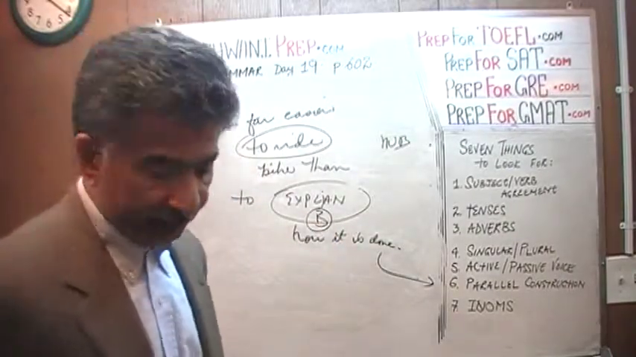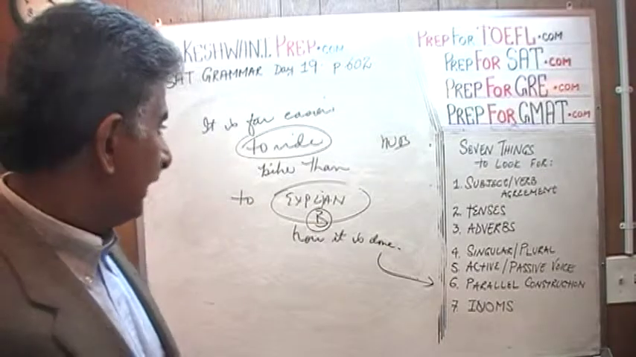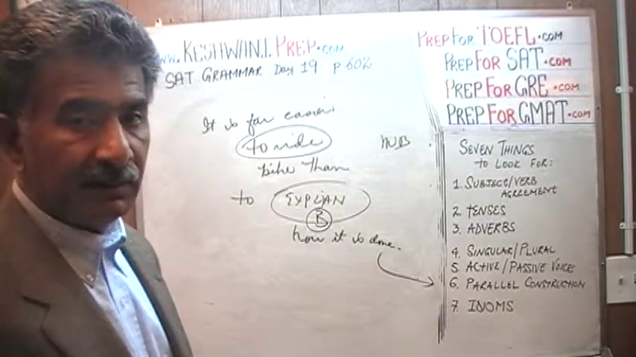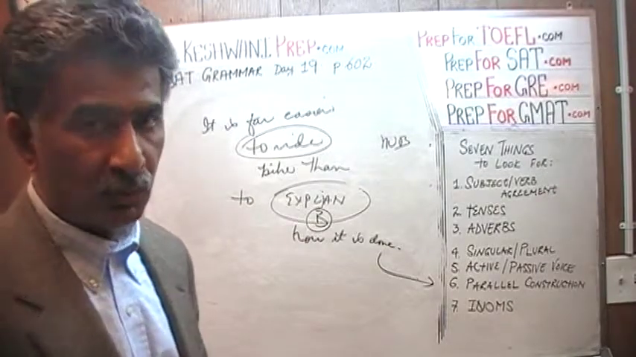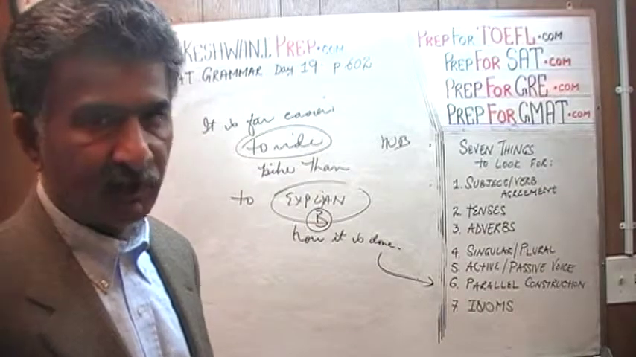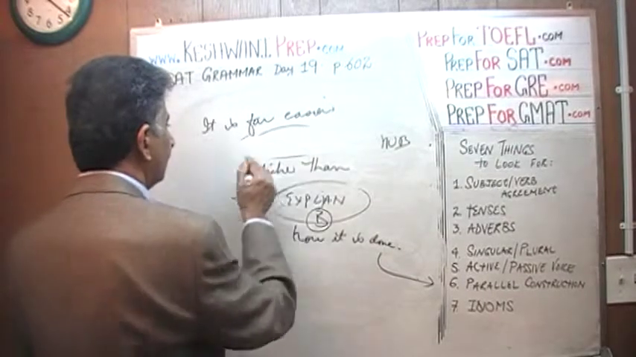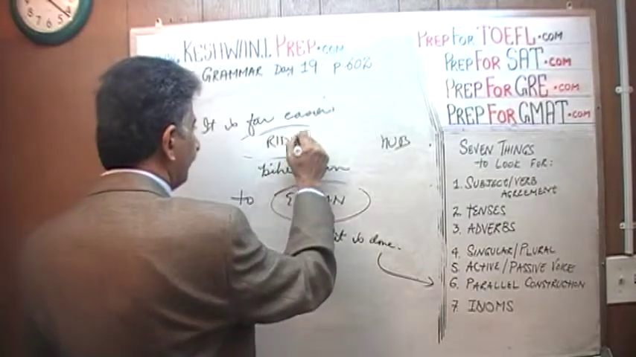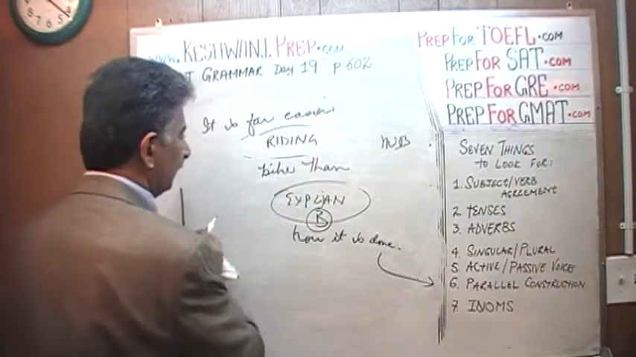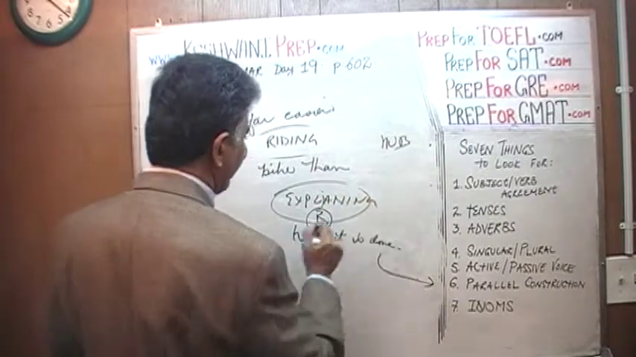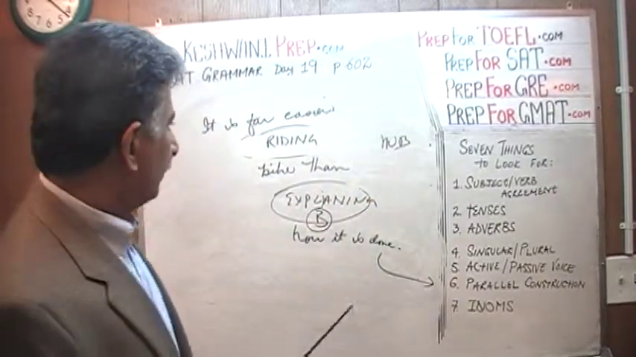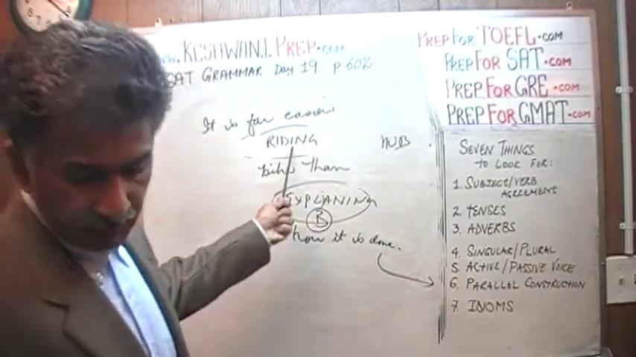We could say it like this: it is far easier to ride a bicycle than to explain. It is far easier to ride a bicycle than to explain how it is done. Or we could also say it is far easier riding a bicycle than explaining how it is done. But of course, we don't have the liberty of changing this part.